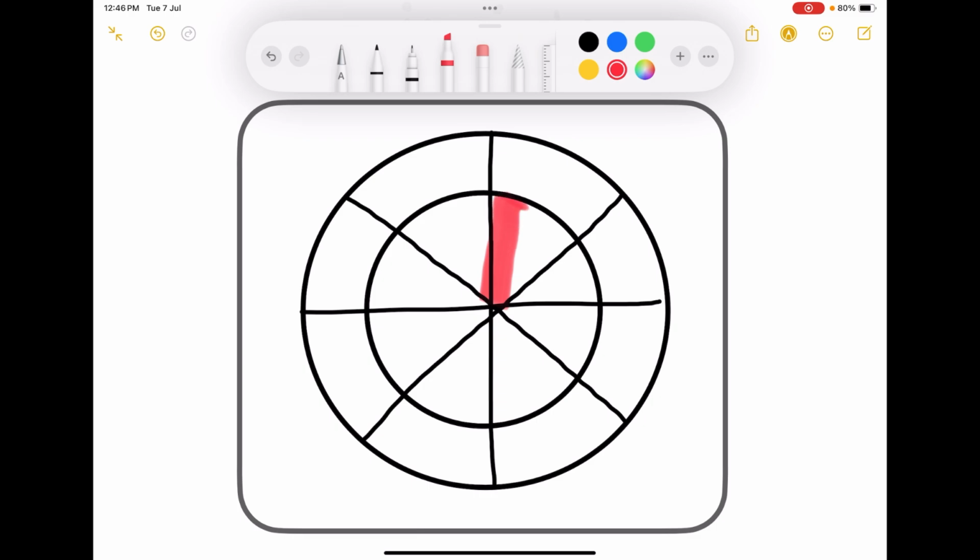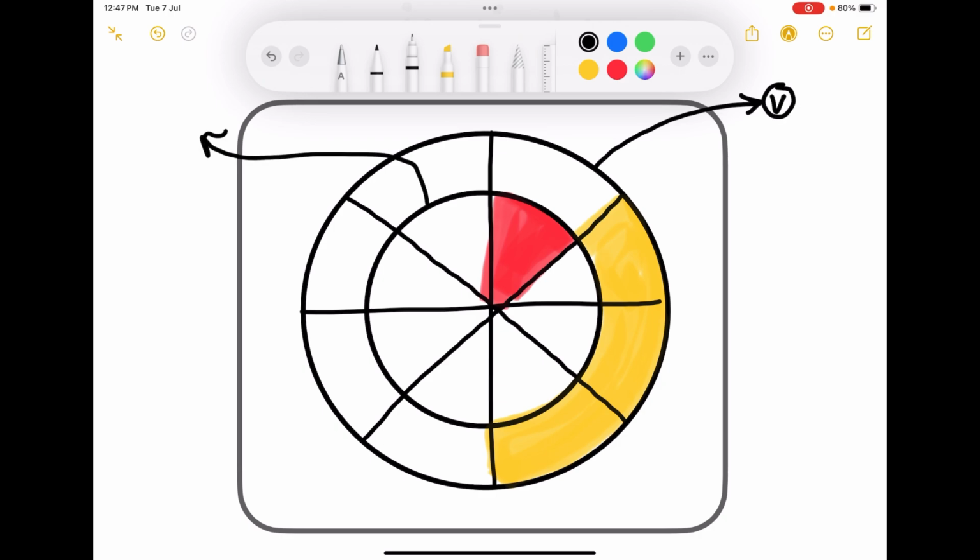I have divided it into 8 segments. This red one is for atrial systole or atrial contraction, and the yellow one is for ventricular systole or ventricular contraction. So this outer one is for ventricular activity and the inner one is for atrial activity. Let me write, this red one is for atrial contraction and this yellow one is for ventricular contraction. I am writing outside the diagram.